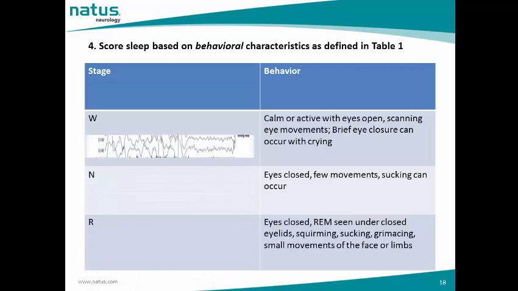For stage W, the infant is calm or active with eyes open, scanning eye movements, and brief eye closure can occur with crying.